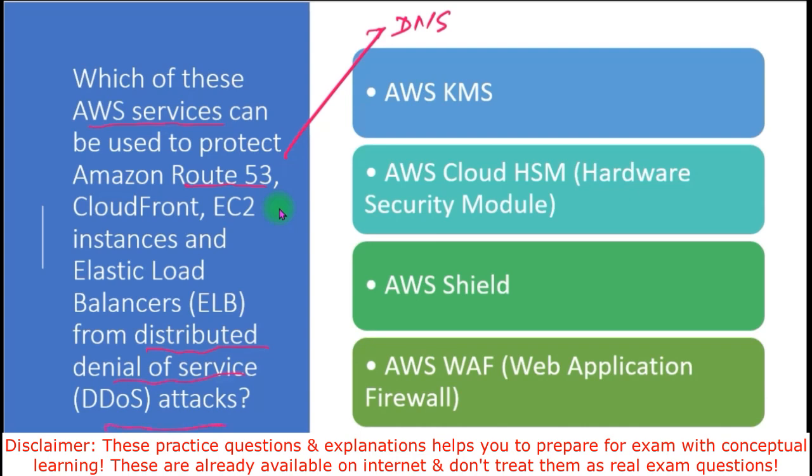As we already know, for DDoS we use the AWS Shield service that helps us protect our environment from DDoS attacks. In our environment the component can be Amazon Route 53, CloudFront, EC2 instances, or the Elastic Load Balancer. These are the components which can be protected by the AWS Shield service for DDoS attacks.